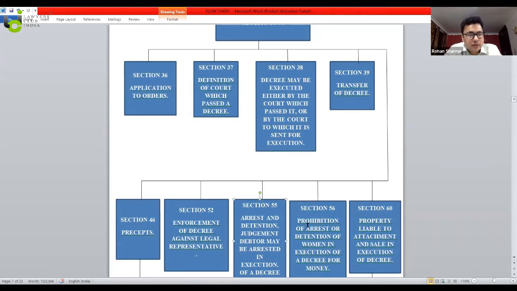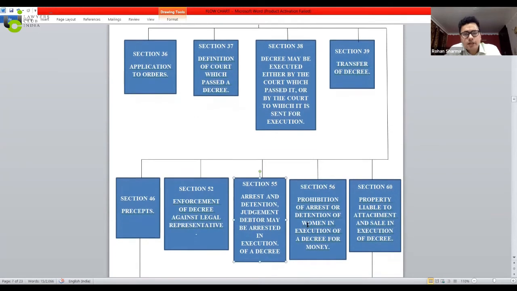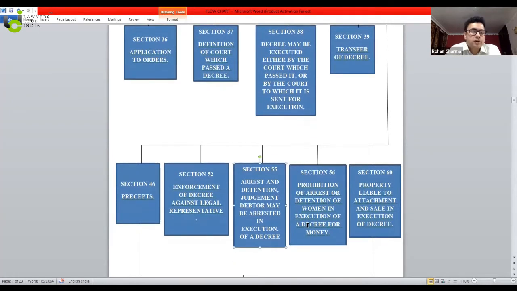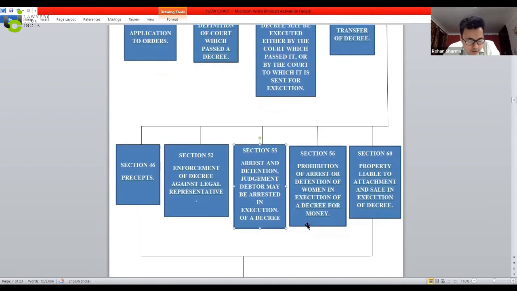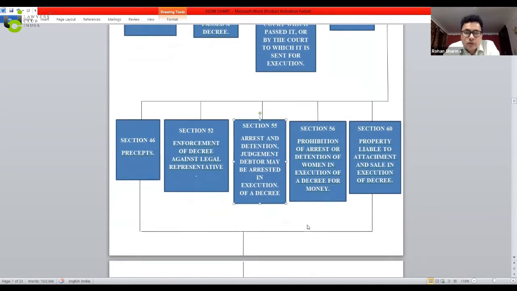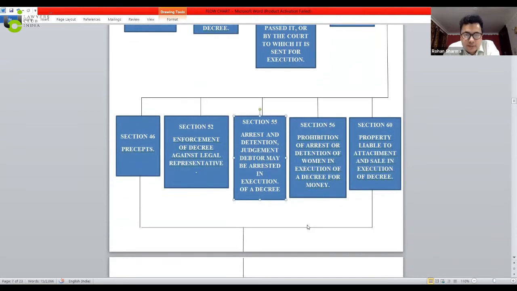Moving on to the next lot, section 46, precepts. Precepts are nothing but letters of warrant which might be issued in order to aid the execution in case the execution property is situated in some other jurisdiction and things like that. Section 55 gives the power to arrest and order civil detention in case the orders in the execution proceedings are not being complied with, and things like that. Section 60 specifically talks about what are the properties that can be attached.